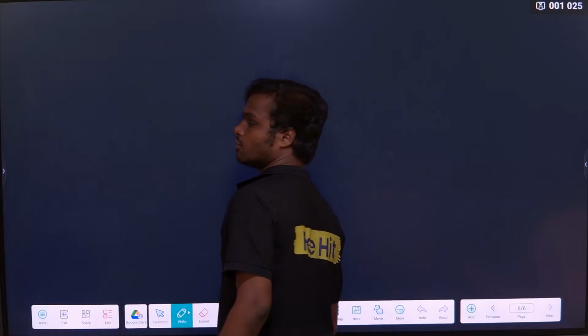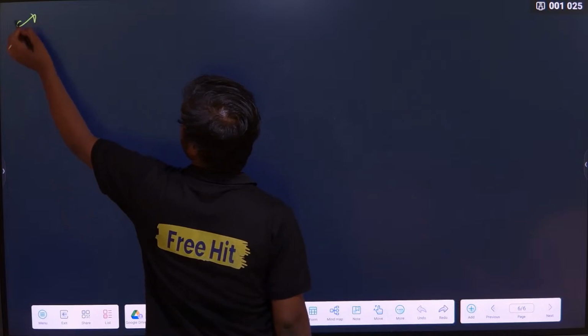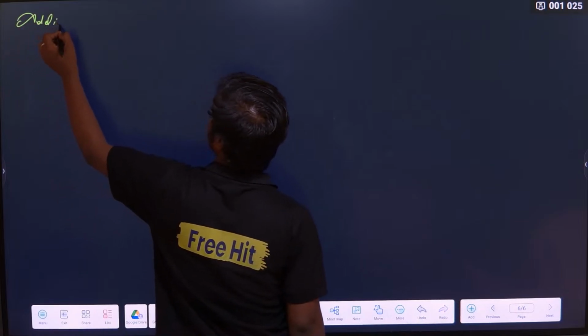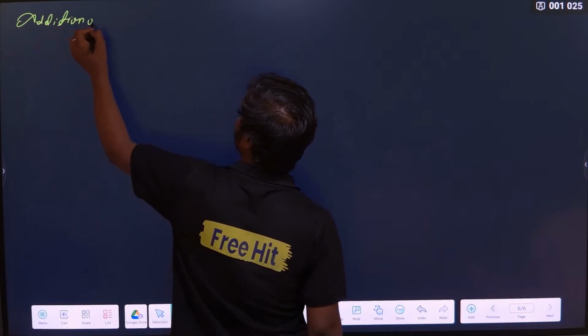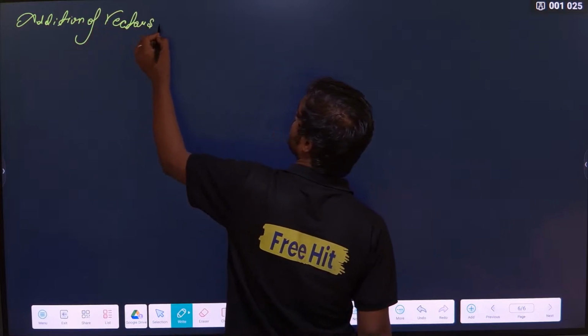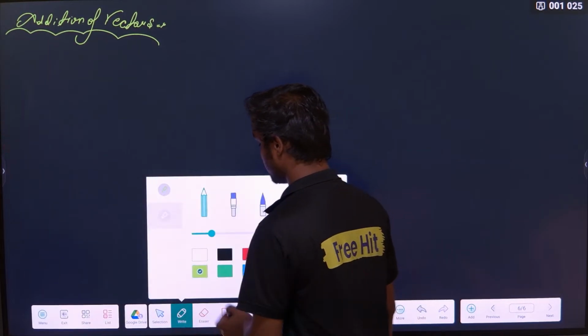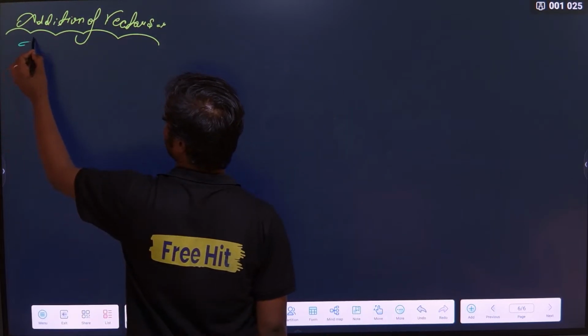Next thing is the addition of vectors. How to add two vectors? So let us see the addition of vectors. If you talk about the addition of vectors, the first law is the triangle law of addition.